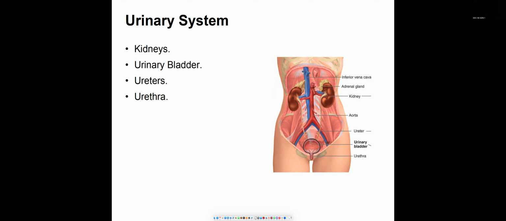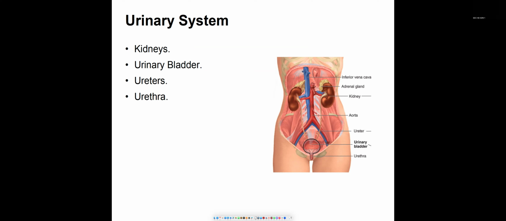Here you can see that in the urinary system, you have two kidneys, two ureters, one urinary bladder, and one urethra. Each kidney is found in the upper abdominal area, one on each side of the spine. Main function: filters blood to remove waste products and produce urine.